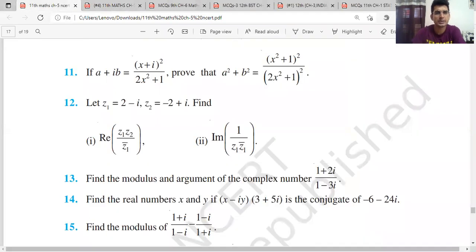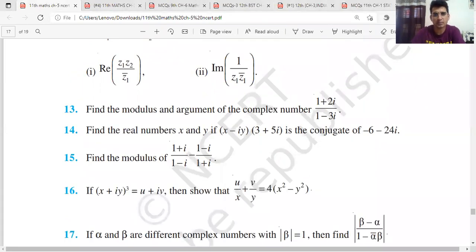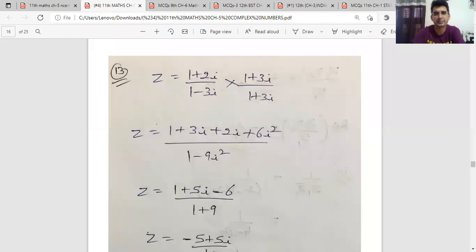Next question is question number 13, which is find the modulus and argument. Modulus and argument, the concept which we studied in exercise 5.2, that is question number 1. To find the modulus of a complex number, first we need to simplify it. If it is not in simplified form, as you can see, it can be further simplified. How will we simplify it? By rationalizing the denominator. Multiply numerator and denominator by 1 plus 3 iota.